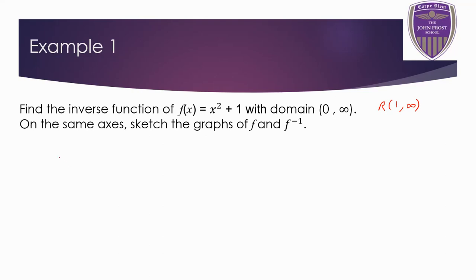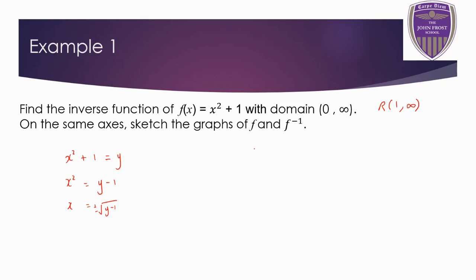And if I want to find the inverse function of x squared plus 1, remember I let f(x) equal y and then swap the sides over in order to rearrange the function. So x squared is equal to y minus 1, by taking 1 off both sides. And then to find x, we need to square root y minus 1. And we need to consider the positive and negative roots here.